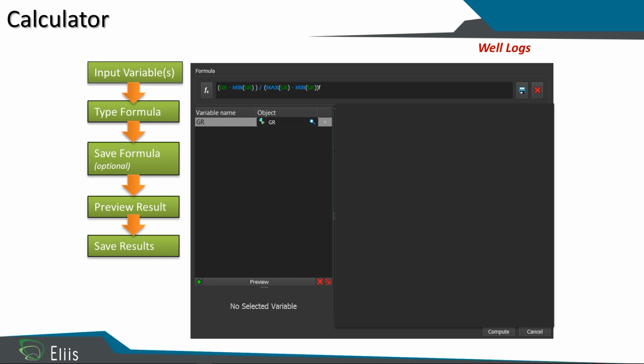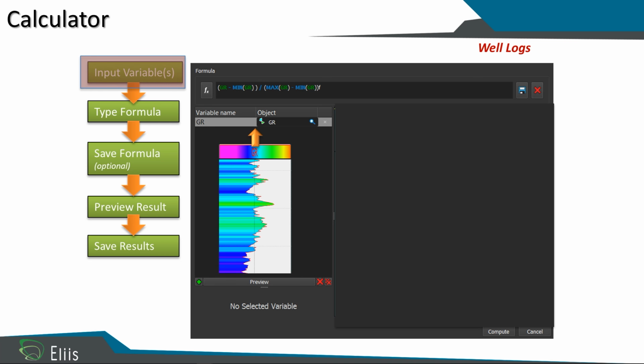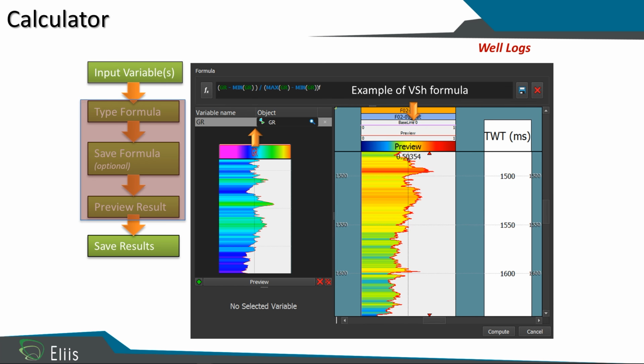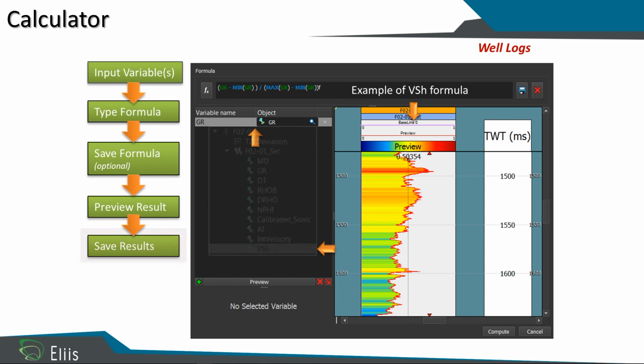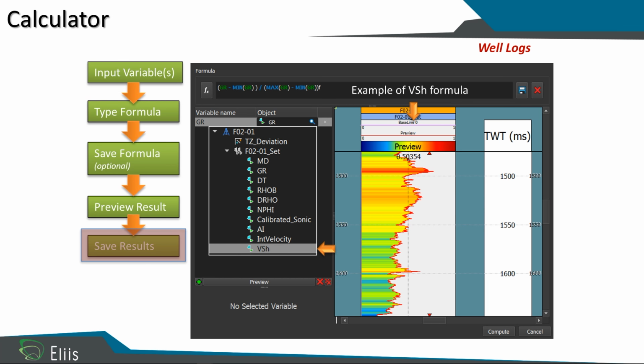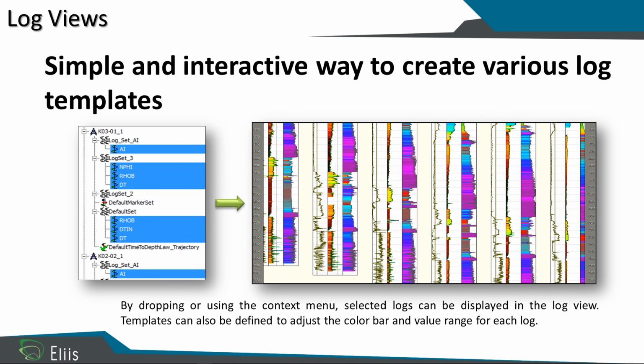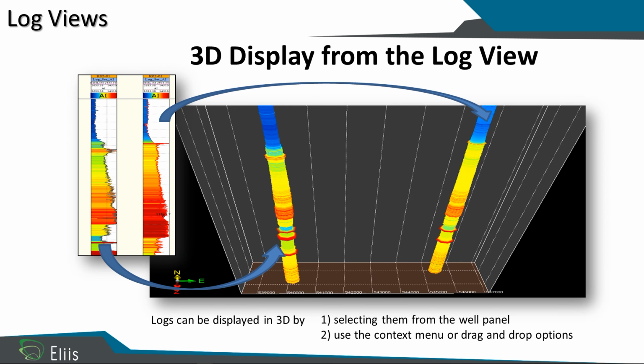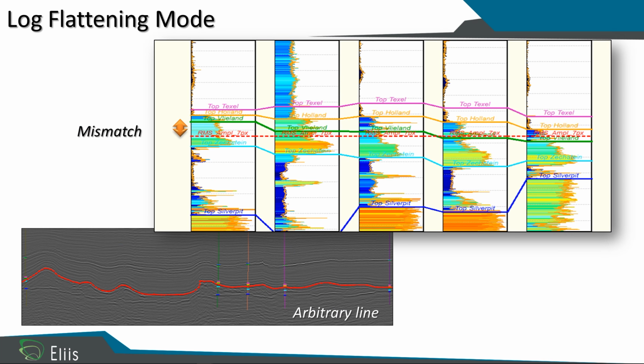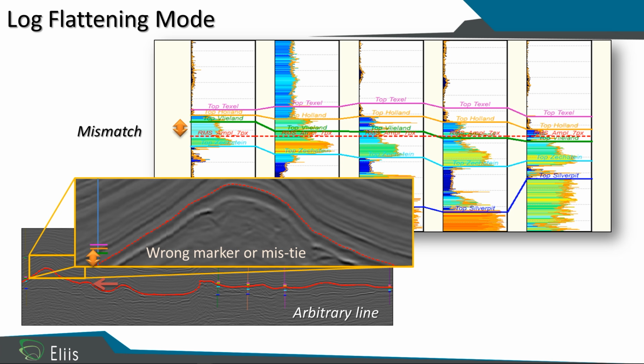The calculator tool enables you to use as input any log from the database, include it within a formula, and then save both the formula and the composite log. Logs can be organized within Log Viewer, then dropped to a 3D view. A flattening mode is available within log viewers and enables you to visually detect mismatches between horizons and markers, either related to wrong marker's position or lack of seismic interpretation.